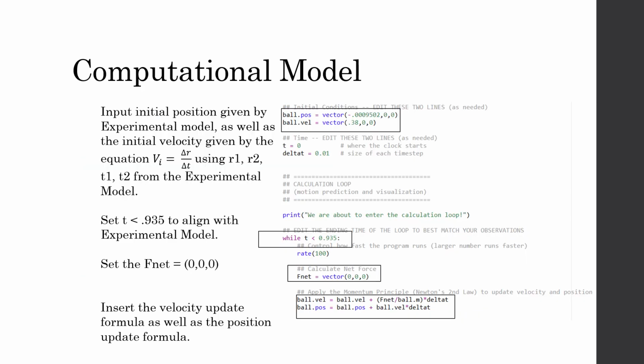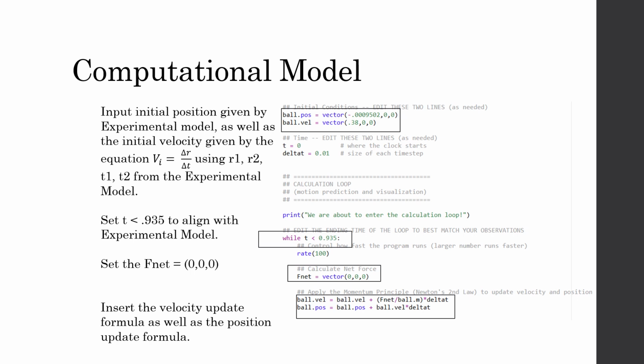For our computational model, we used a given GlowScript preset. From here, we set the F net equal to a 0 vector and included the velocity update formula as well as the position update formula. Using information given by the experimental model, we were able to create a model to directly compare its accuracy.